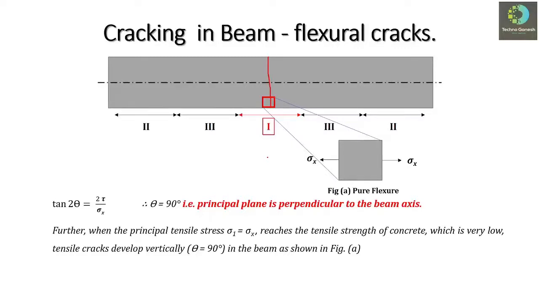and as the stress acts on this portion, when the principal tensile stress sigma 1, equal to sigma x, reaches the tensile strength of concrete, that is, when sigma x reaches the maximum capacity that the concrete can carry, then, knowing that concrete is weak in tension and not able to carry tensile stresses, whenever the principal tensile stress reaches the tensile strength of concrete, tensile cracks will develop vertically in this beam.